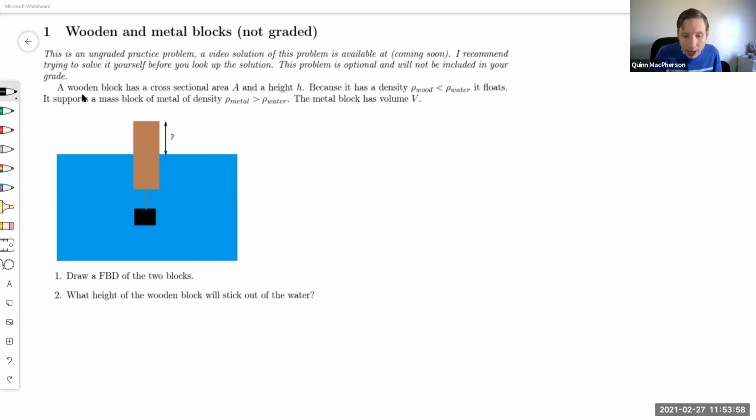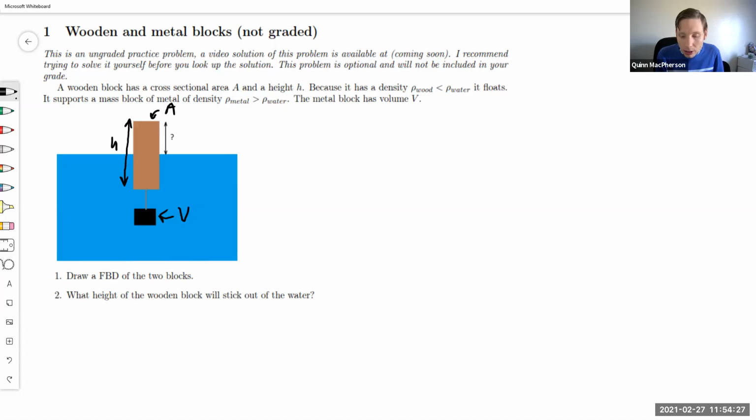We're told that the height of the wood is h. We're told that the volume of the metal is V. The cross-sectional area of the wood is A. In the second part of the problem, we're going to be finding this height here. In the first part of the problem, we're going to draw free body diagrams. We're going to assume we know all three of the densities: wood, metal, and water.